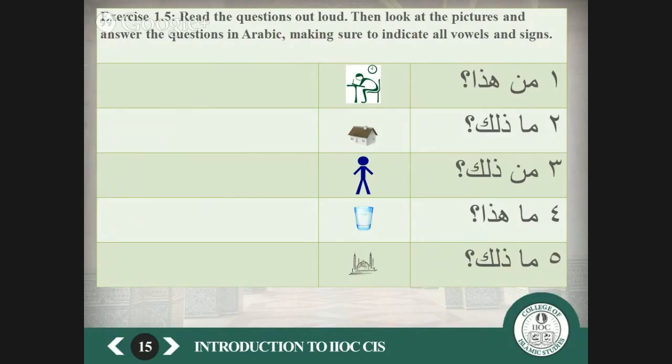But write it down. Write it down. Number 3 is a man, in case you didn't get it. Number 4 is a cup of water. Don't say cup though, just water.